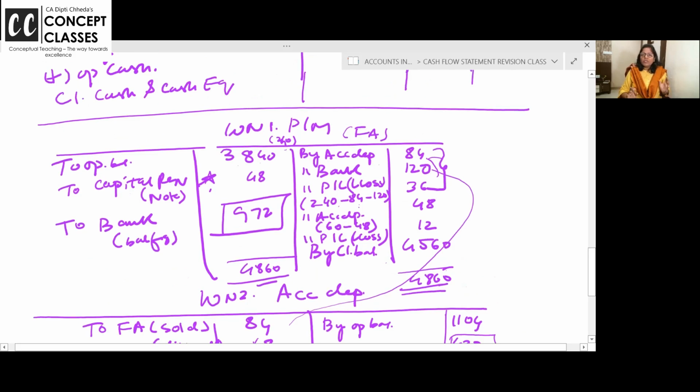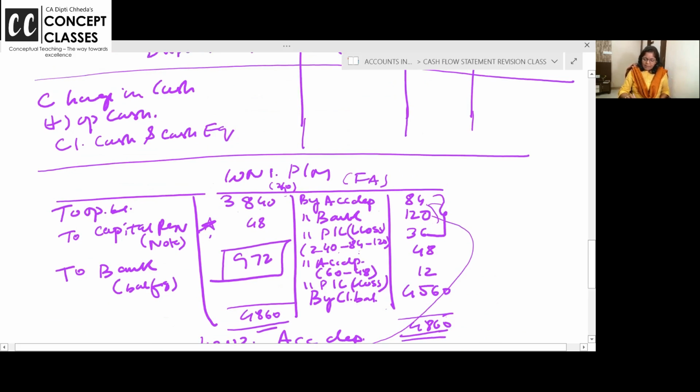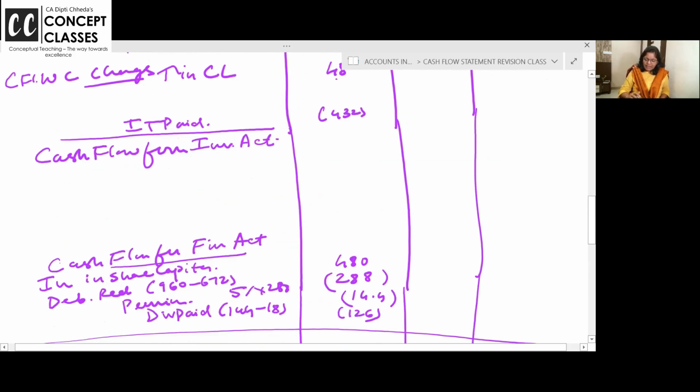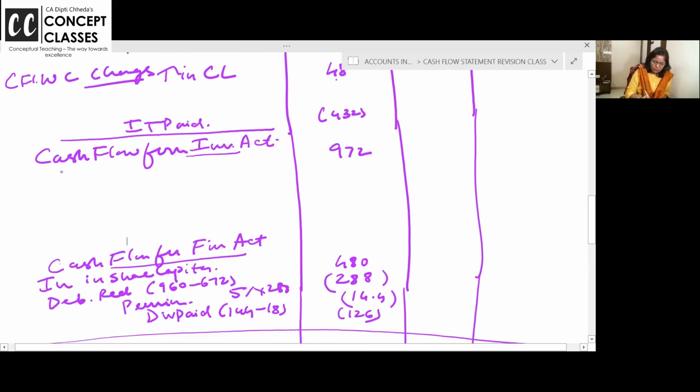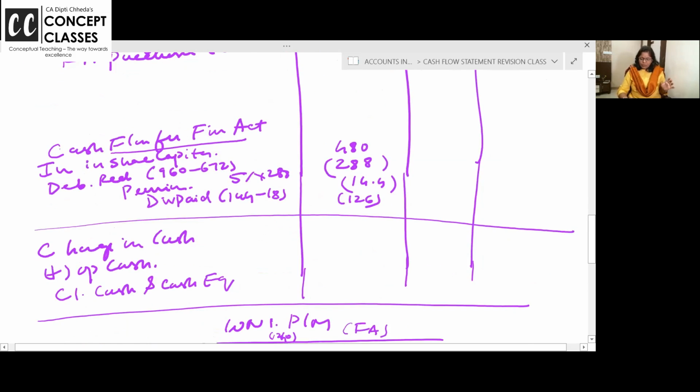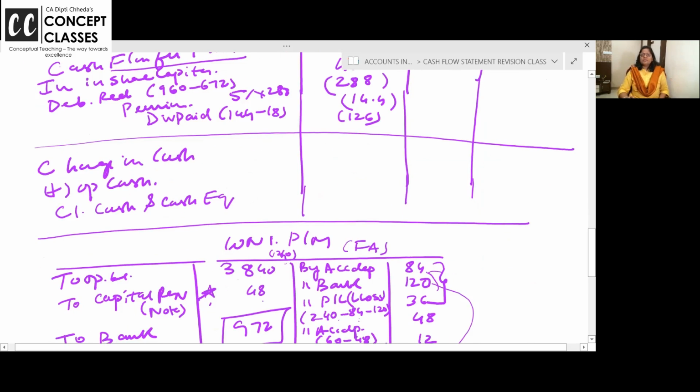Now, how do we post it in the cash flow statement? On the debit side, plant and machinery debit to capital reserve, book entry. But plant and machinery debit to bank. So can I take in financing activity, investing activity 972? Fixed assets purchased, working note 1, outflow. 972 rupees of plant and machinery is purchased, outflow.